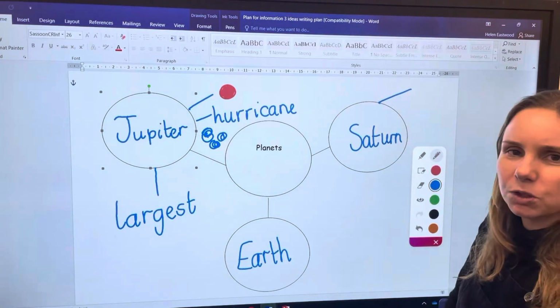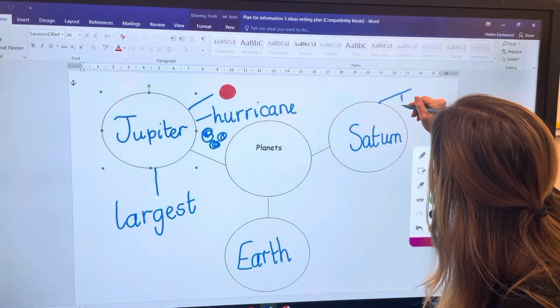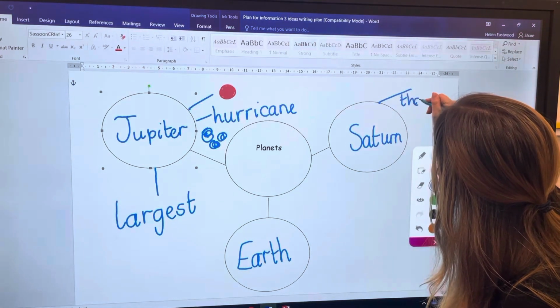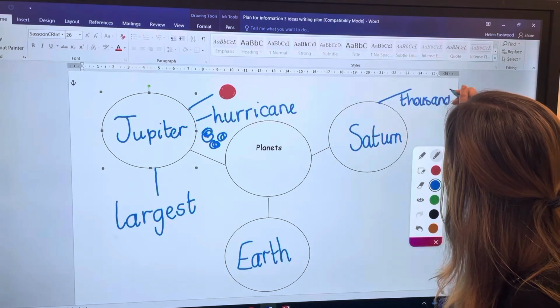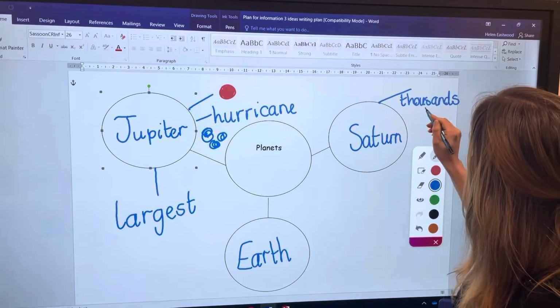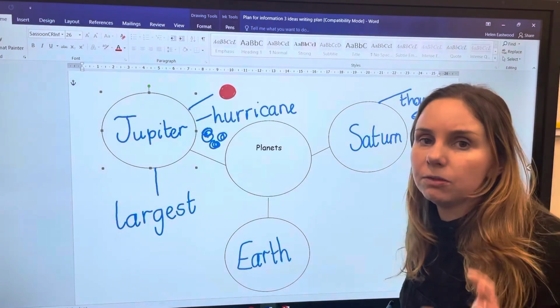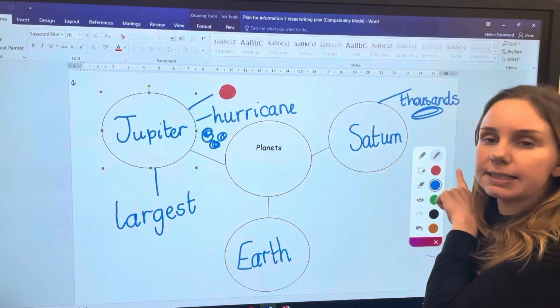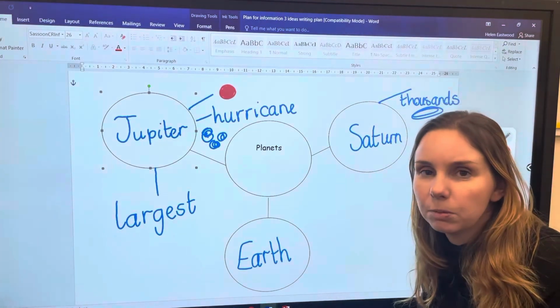So Saturn, what do I know about Saturn? Well, I know that it has thousands. Thousands of what do you think? Thousands of rings. I'm going to put thousands, and I'm going to draw a picture of rings there. Remember, with the plan, you are not writing sentences. A plan is just for the key words which are going to help with your sentences.